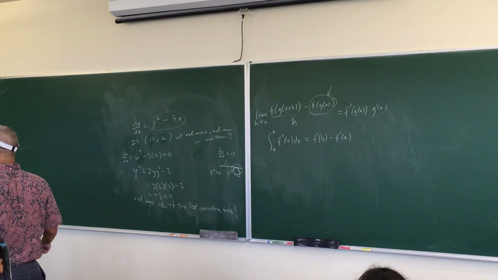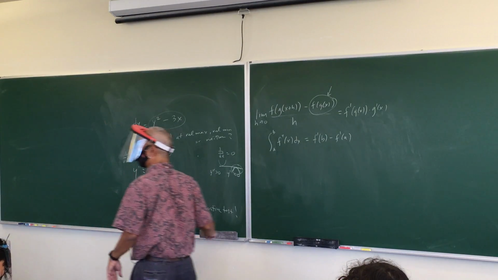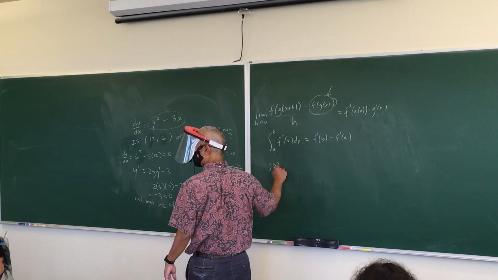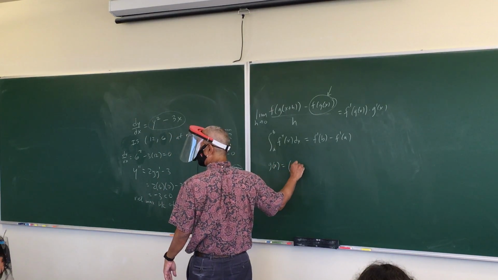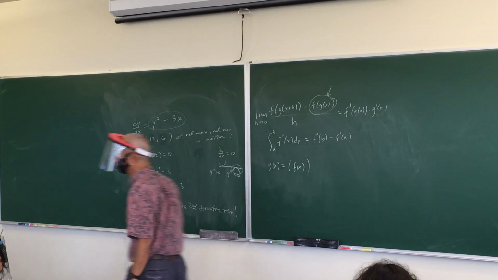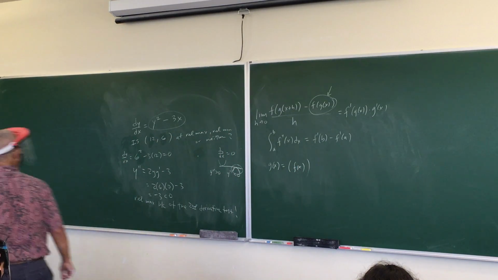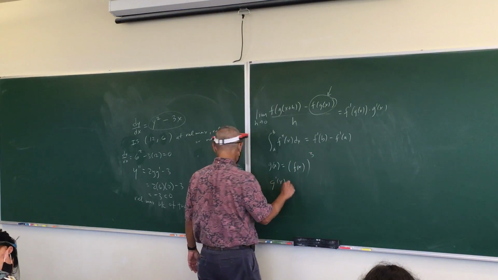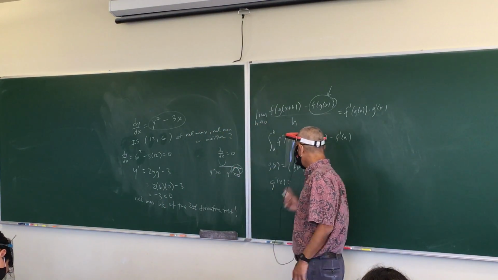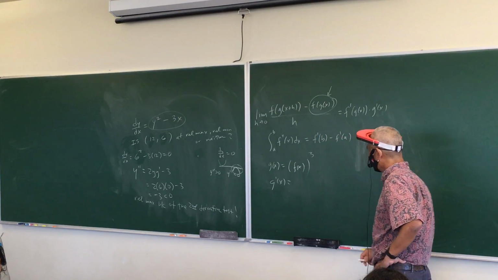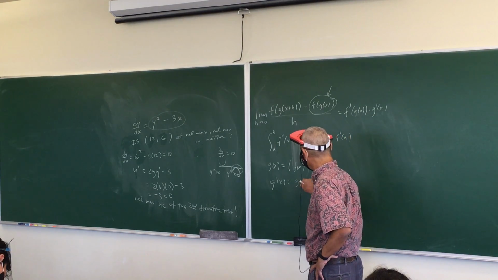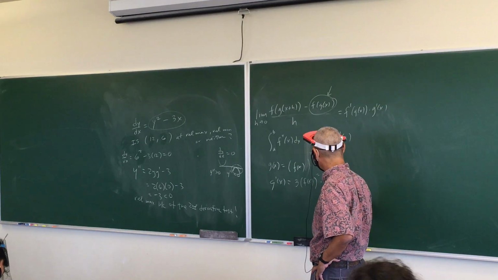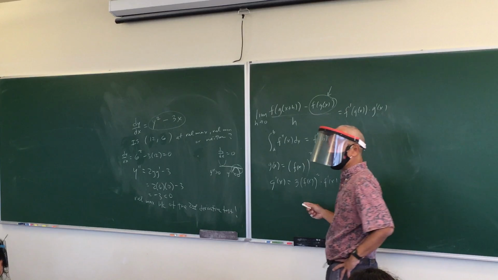Okay, so in problem 4D, you have to compute the derivative of this. So g of x is equal to f of x quantity cubed. So how would you take the derivative of this? Who's next in line here? Suzuki, how do you take the derivative of this? 3 f of x squared times f prime. Exactly. This is the chain rule.